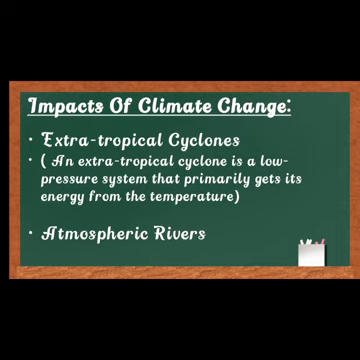Then, extratropical cyclones, while moving away from the equator and tropics, transport heat and moisture. Now, what is an extratropical cyclone? An extratropical cyclone is a low pressure system that primarily gets its energy from the temperature. Now, in the air, this moisture may travel a distance of up to 2000 kilometers or more in narrow channels called atmospheric rivers. Atmospheric rivers are narrow channels. These rivers change to clouds and cause intense rain or snow on the coastal areas.